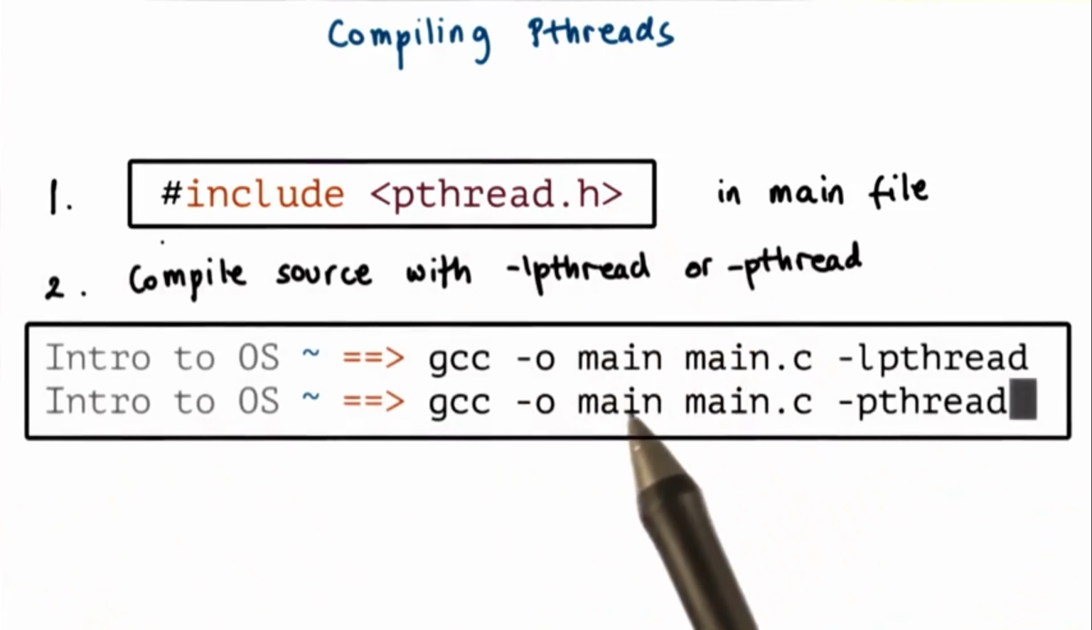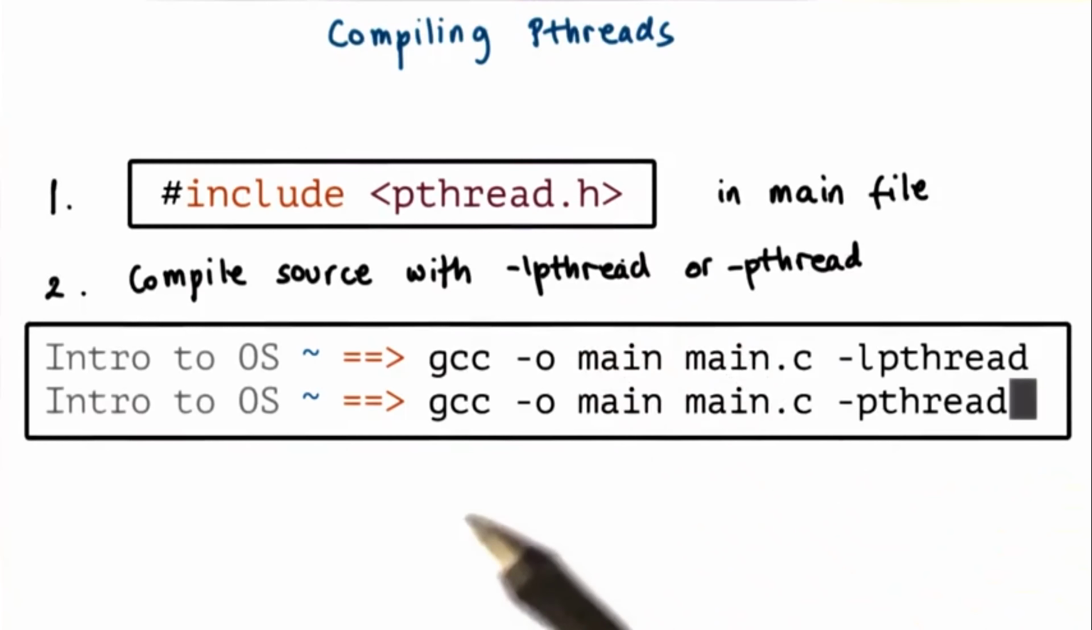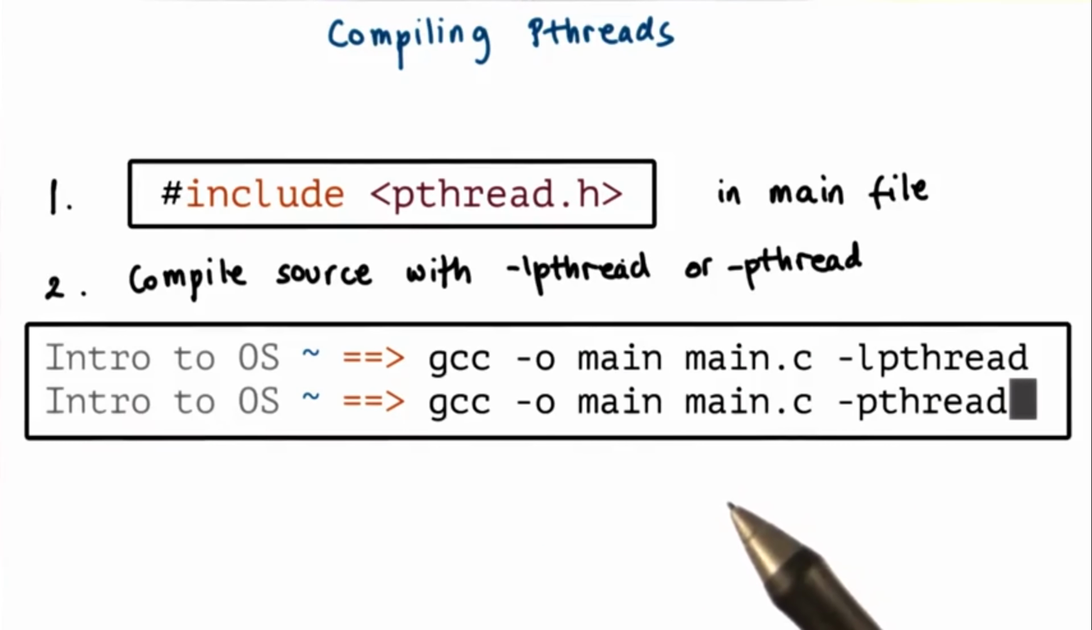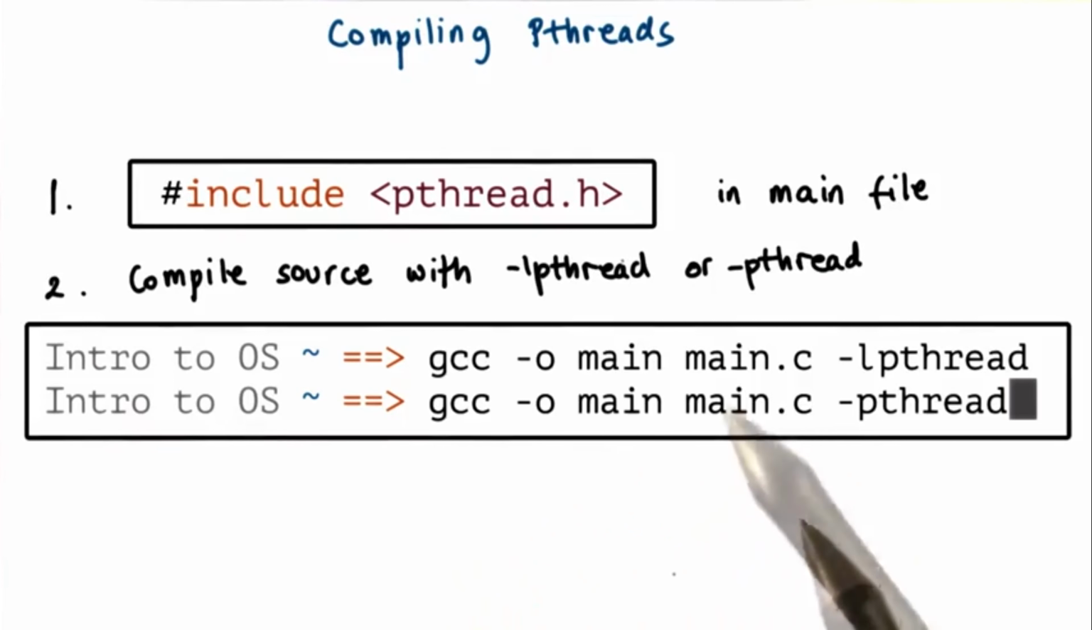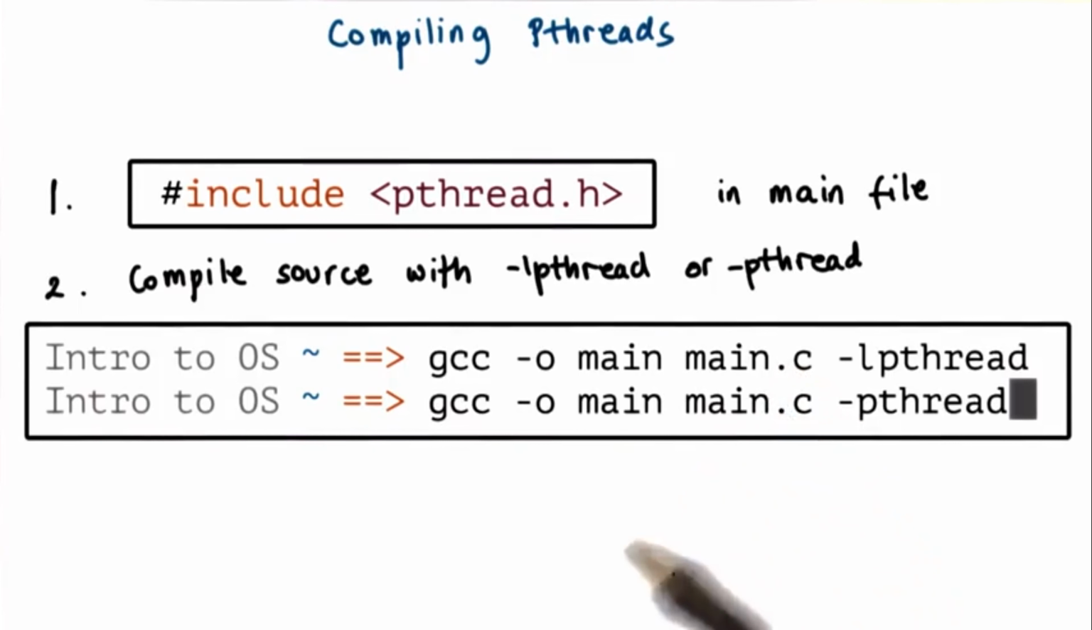Second, make sure to link your program with the pthreads library by passing the lpthread flag at compile time. On certain platforms, the better option is to use pthread instead as a flag, which tells the compiler to link the pthreads library as well as to configure the compilation for threads. If you don't link the library, your program may not report certain compilation errors at compile time, but it will still fail.